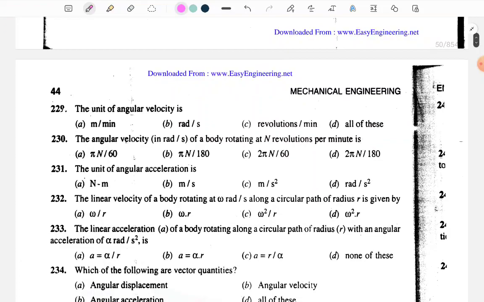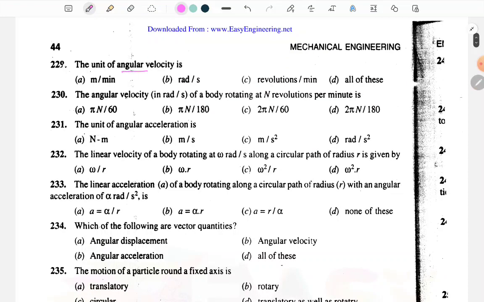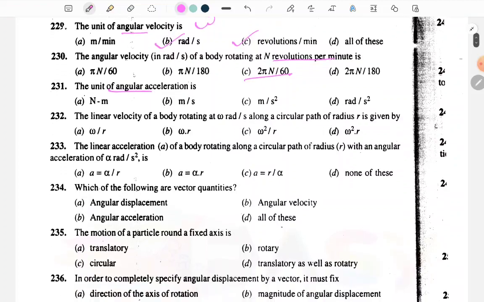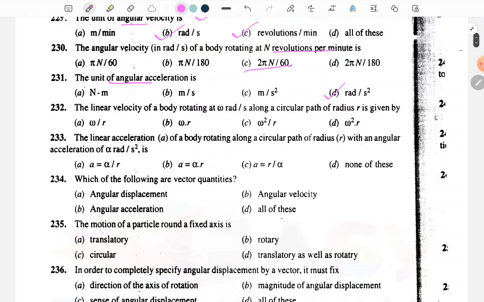Next, the unit of angular velocity, so angular velocity, not normal velocity, is radians per second, that is omega actually. Next, 229 is B, and we call it revolution per minute also. We write omega is equal to 2 pi n by 60. So revolution per minute also sometimes we consider. Next, 230. Just now we wrote revolution per minute, 2 pi n by 60. The unit of angular acceleration is radian per second square.